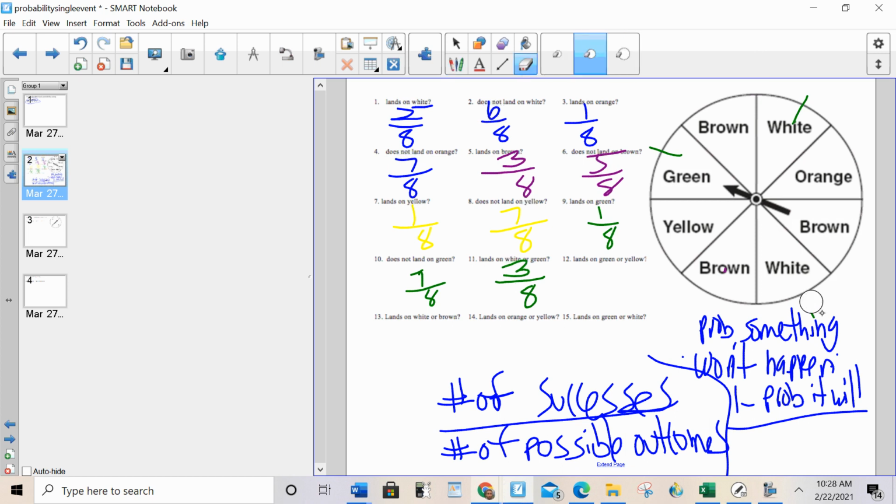Lands on green or yellow. Well, there's 8 possible outcomes. Again, that's not changing. How many are green or yellow? Well, green is green or yellow. Yellow is green or yellow. That's it. 2 out of 8. I want you to take about a minute and try 13, 14, and 15 on your own.